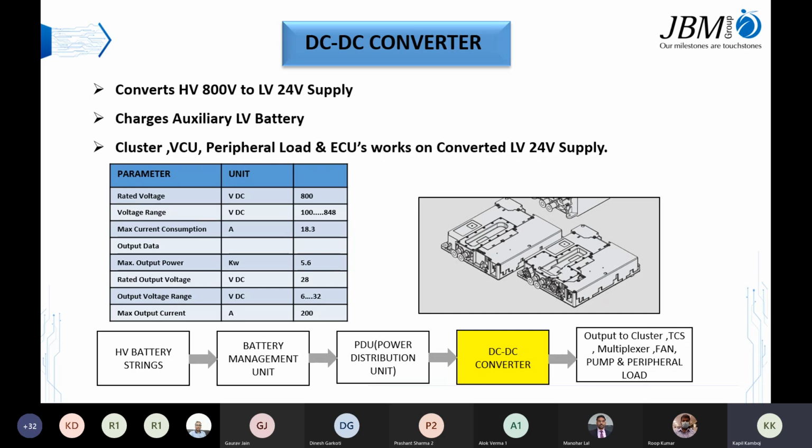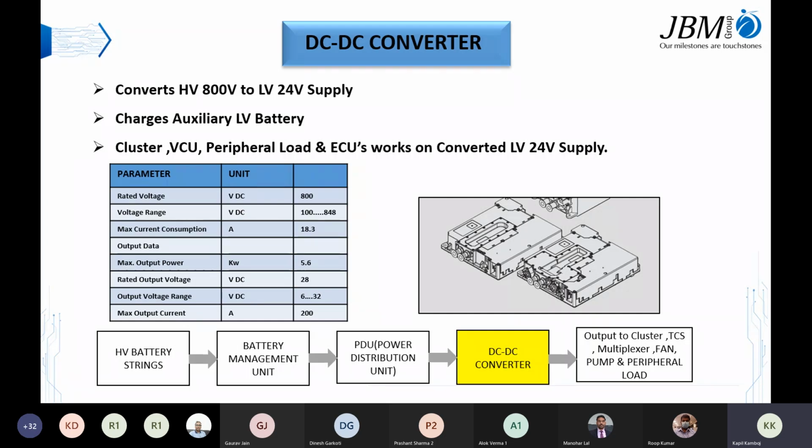So the below architecture tells how the DC-DC converter sits in the system: from the battery string, the battery management unit, then it goes to the power distribution unit, then it goes to the DC-DC converter. So this DC-DC converter has two capabilities. First, the application software is user friendly, meaning we can set the parameters by using the Lenje tool.